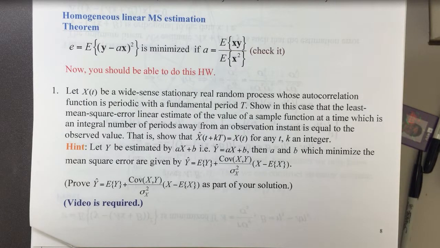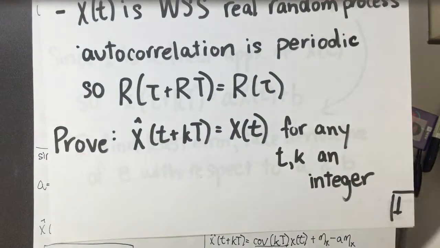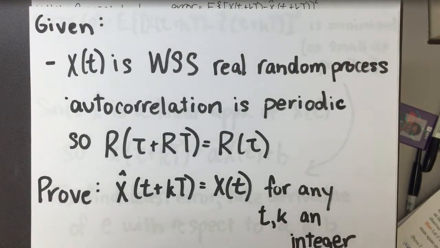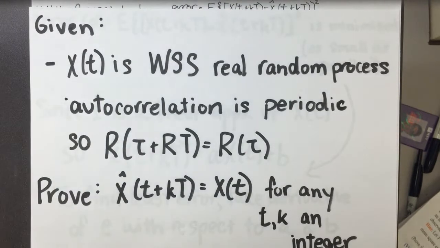That is, show x hat of t plus kT equals x of t for any t, k an integer. And we're given a hint, so let's look at what we know. We're given that x of t is a WSS real random process. The autocorrelation is periodic, so r of tau plus T is equal to r of tau. And so therefore we want to prove that x hat of t plus kT equals x of t for any t, k an integer.